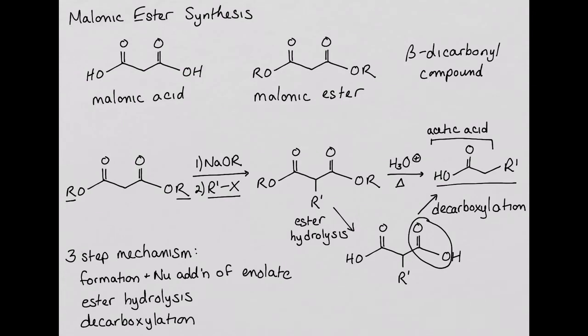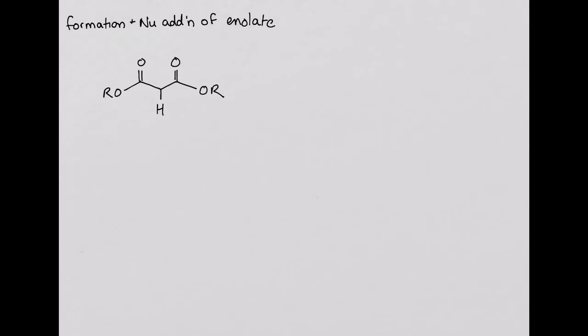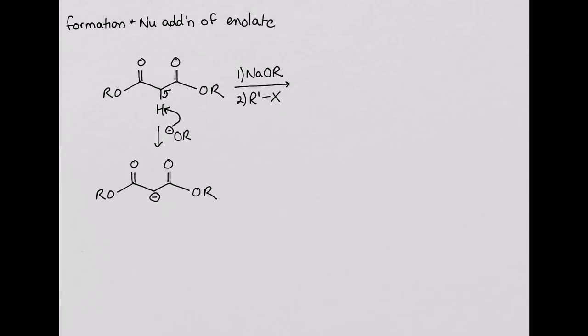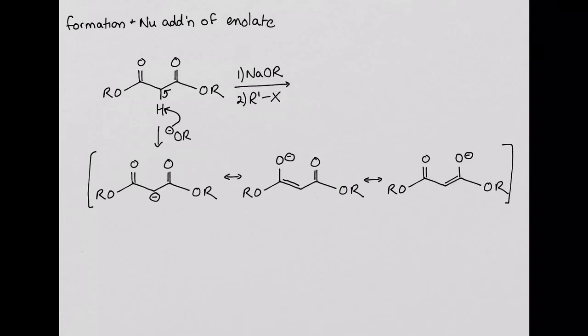First, we will consider the formation and nucleophilic addition of the enolate. Remember that the alpha protons of beta-dicarbonyl compounds are very acidic. Therefore, treating them with strong base results in the conjugate base, the enolate ion. The enolate ion is resonance stabilized. This enolate is nucleophilic and can react with an alkyl halide in an SN2 mechanism to produce the substituted malonic ester product.